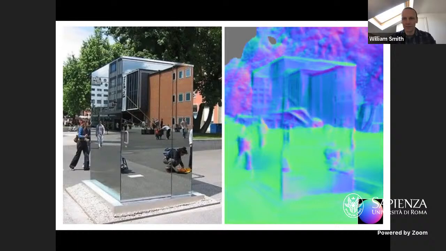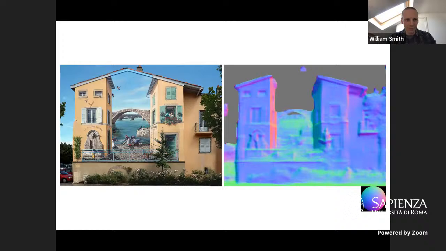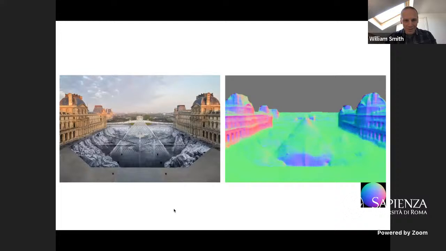It's also fooled by a trompe l'oeil. So this is just a painted texture on the building. Actually, our sky detector is also fooled, so it thinks this is all sky, and it predicts the geometry of the scene and these painted windows, for example. Here's another trompe l'oeil around the Louvre, and again, you can see it largely falls for this, although in this case, it has a very strong prior on the ground plane, which kind of fights against this illusion. Okay, and a final illusion.